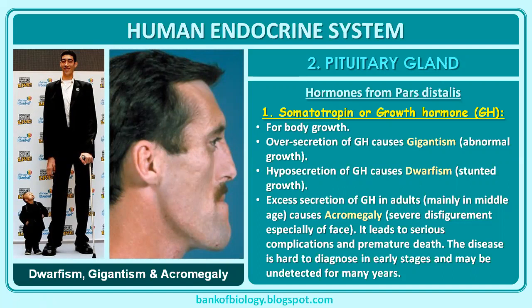The excess secretion of growth hormone in adults, what happens? When growth is completed, at the time when growth hormone is released in large amounts, mainly in middle age, it causes acromegaly. You can see here the disfigurement, especially of the face, with more protrusion of the jaws in this particular diagram. Acromegaly leads to serious complications and may lead to premature death. The disease is hard to diagnose in early stages and may be undetected for many years.